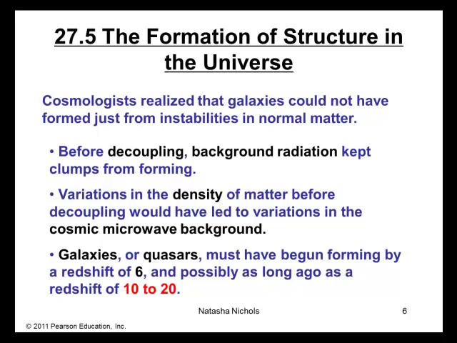Cosmologists also realized that galaxies could not have formed just from instabilities in normal matter. Before decoupling, background radiation kept clumps from forming. Variations in the density of matter before decoupling would have led to variations in the cosmic microwave background. Galaxies or quasars must have begun forming by a redshift of 6 and possibly as long ago as a redshift of 10 to 20.